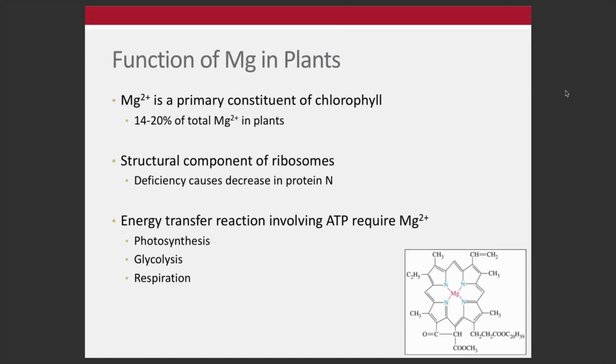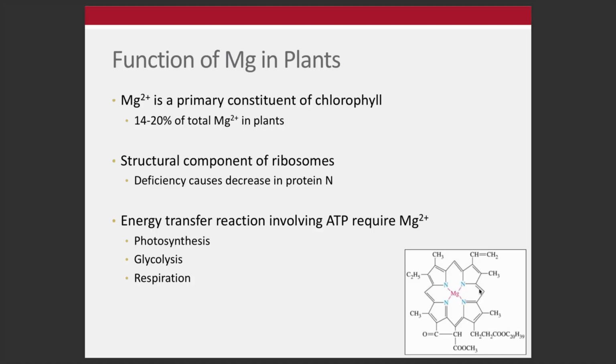Function of magnesium in plants. Really, when we think about what magnesium does, one of the primary roles is it is a constituent of the molecule chlorophyll. And that's maybe up to 20% of the total magnesium in plants is really in this chlorophyll. So that's a large percentage. Here we see a structure of chlorophyll where we've got magnesium surrounded by 4 nitrogens, and then the rest essentially of different carbon, hydrogen, and oxygen.